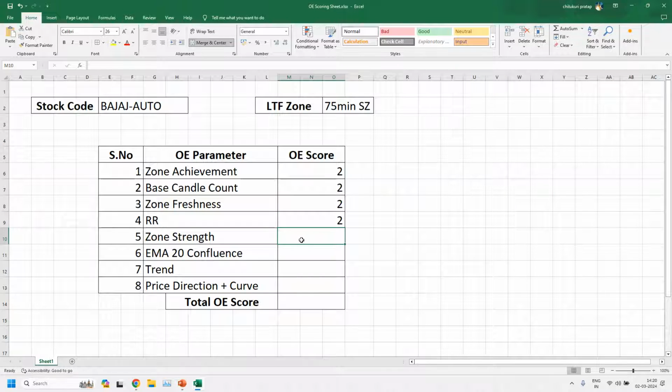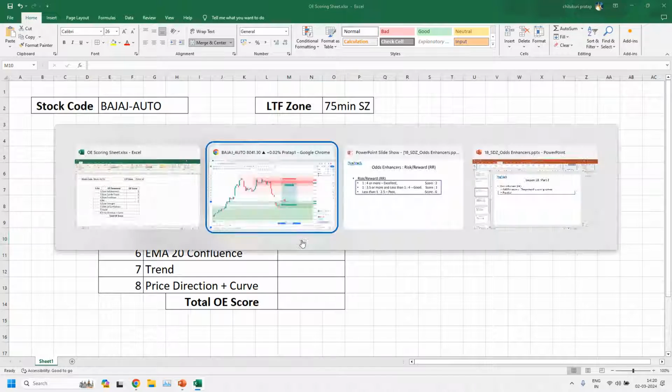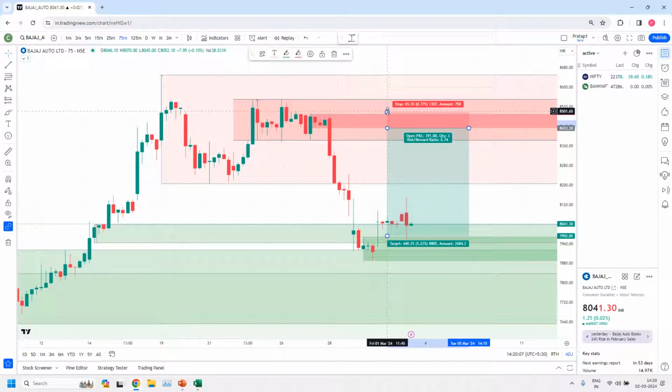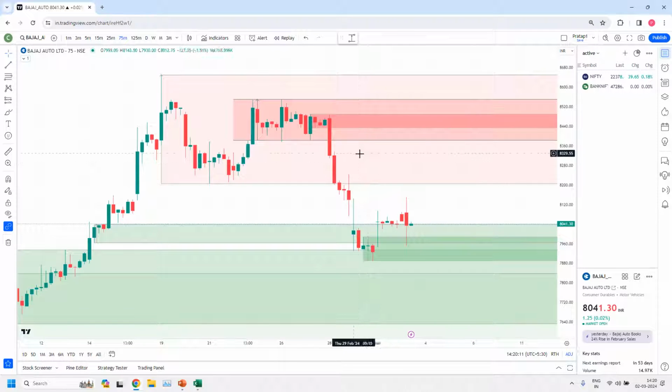So what about zone strength? Okay, I am deleting this RR. What about the zone strength? We have a rally, 3 base candles and a drop candle. This drop candle is an explosive candle. This is bigger than the large candles, much bigger than the large candles. So this is an explosive candle.